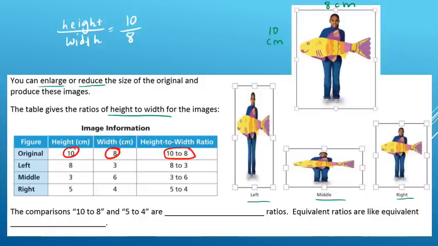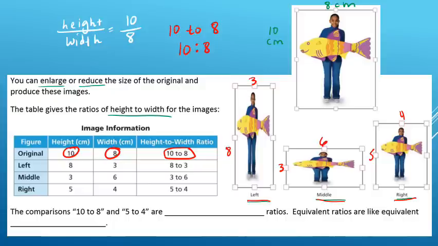10 to 8. So again, we can write a ratio as a fraction, but we can also write it with the word to, so 10 to 8. You might also see this little colon symbol, 10:8, that means the same thing. Now in the table, you also see image information for the left, middle, and right images, comparing height to width. The left has a height of 8 and a width of 3. The middle has a height of 3 and a width of 6. And the right has a height of 5 and a width of 4.